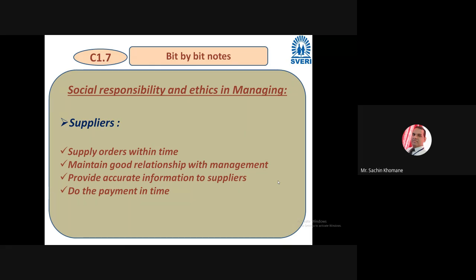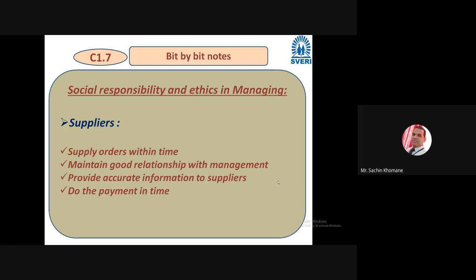The next responsibility is to maintain good relationships with management. Whom you are supplying, maintain a good relationship, give them orders within time, pay their bills, right? Whatever financial process there is, you should do it within time, right? Give proper time and appointments and get the work done, right?